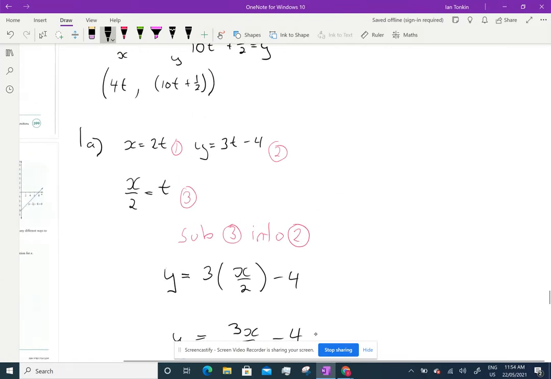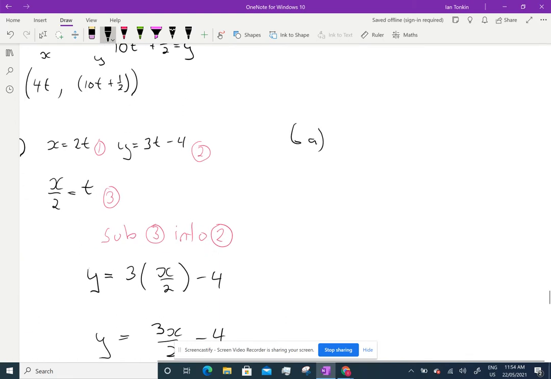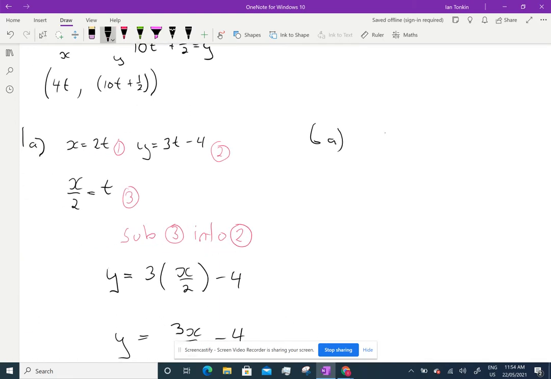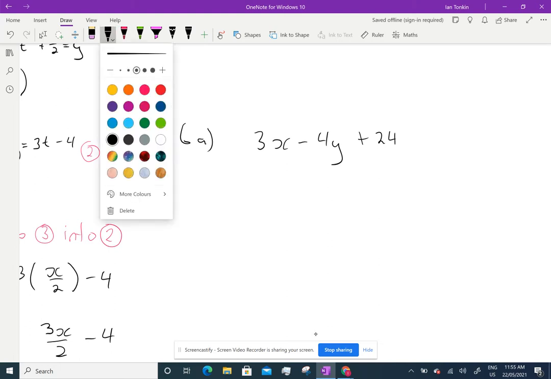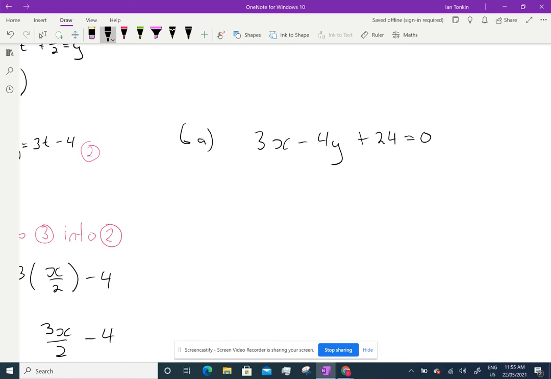What about going the other way? Well, they don't go the other way until you get to question 6. And in question 6, they said, here you go. Here's a Cartesian equation, 3x minus 4y plus 24 equals 0. That's a general form of an equation. We'll call that equation number 1.